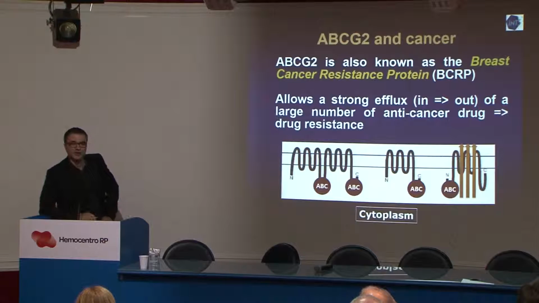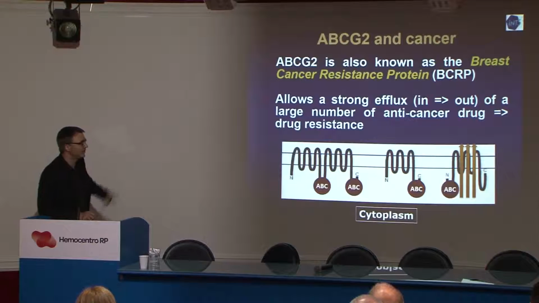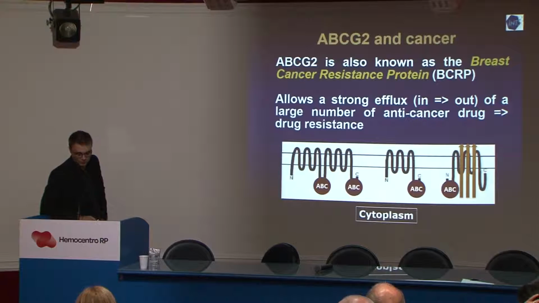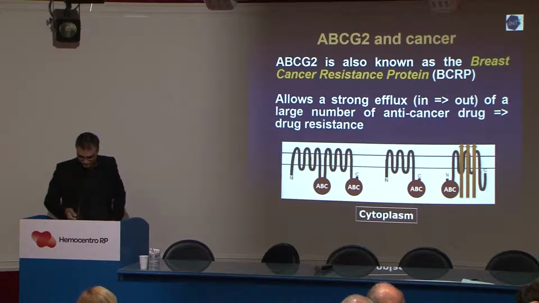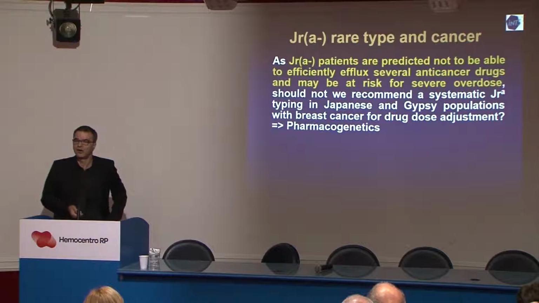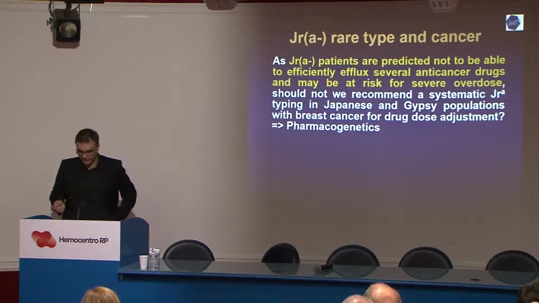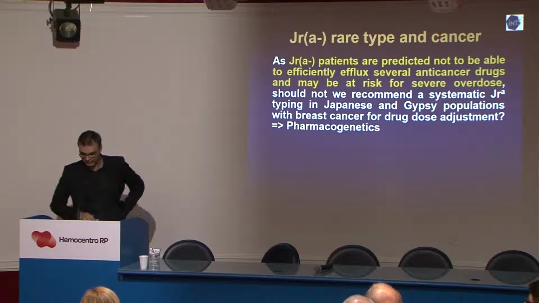So this protein is linked to cancer, as it's known as the breast cancer resistance protein, and it allows a strong efflux out of a large number of anti-cancer drugs, and so this may lead to drug resistance in cancer. And so, if you are JRA negative, this may be a problem. Because you are predicted not to be able to efficiently efflux several anti-cancer drugs, so you may be at risk of severe overdose of drugs.